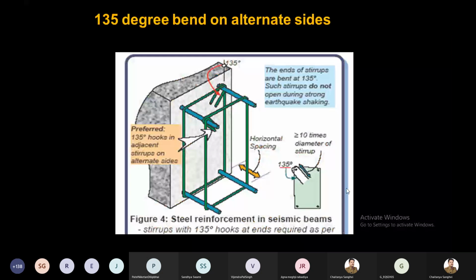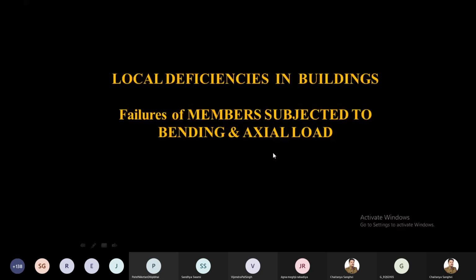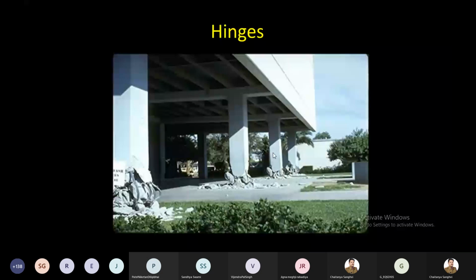This will be discussed again tomorrow, so I'm not going to discuss it in much detail. The failure of the member subjected to bending and axial load means I'm talking about the column. Now the column, because of gravity loads, dead load and live load acting in the vertical direction, and because of the lateral load, is subjected to axial force plus shear force and bending moment.